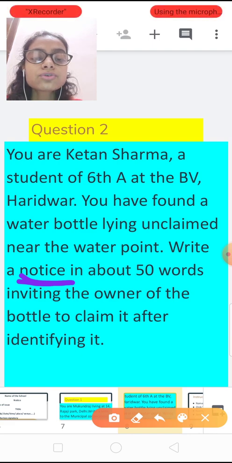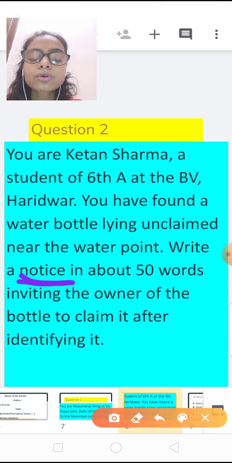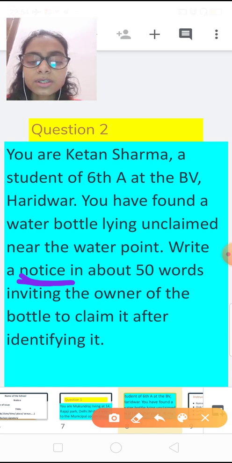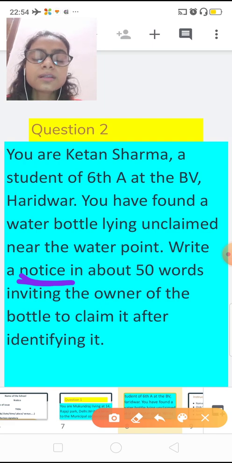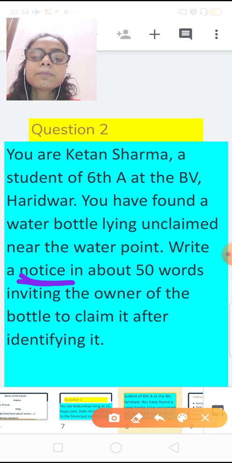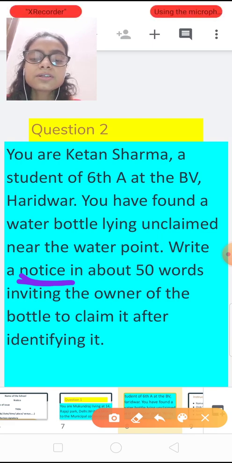In the question there is nothing about the water bottle, so you can use your own imagination to write the description of the water bottle. For this question also, you have to write on a paper, click or scan the photo and send it to your teacher.